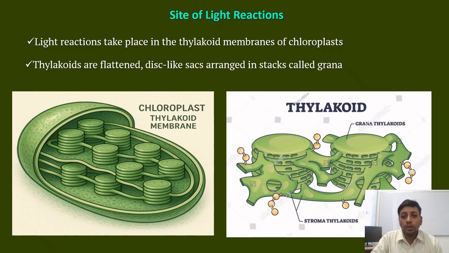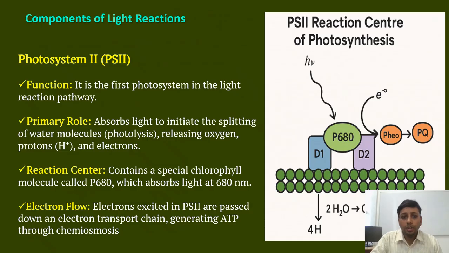As we all know, the chloroplasts are semi-autonomous cell organelles. The light reaction takes place in the thylakoid membrane of the chloroplast. The thylakoids are flattened, disc-like sacs arranged in stacks called grana, and the thylakoids that interconnect the two grana are known as stroma thylakoids. There are several components of the light reaction of photosynthesis.